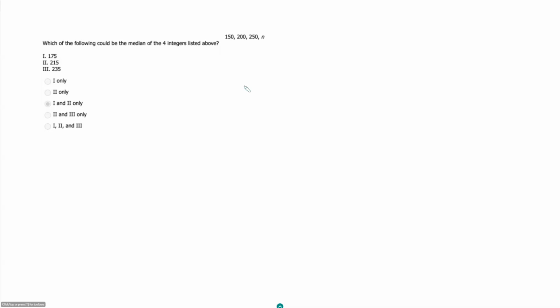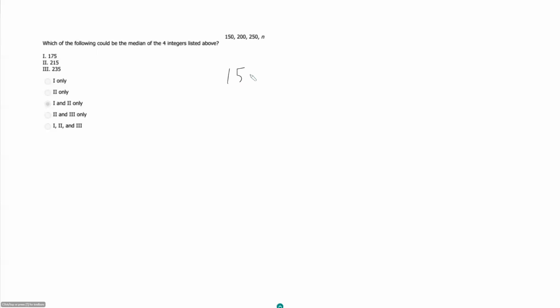Which of the following could be the median of the four integers listed above? So we can really find out what all our medians could be before we even look at our statements, because it's going to depend on where we place n. We don't know what n is, so if we're ordering our list in ascending order, it can go in any spot. So let's write out the different possibilities.